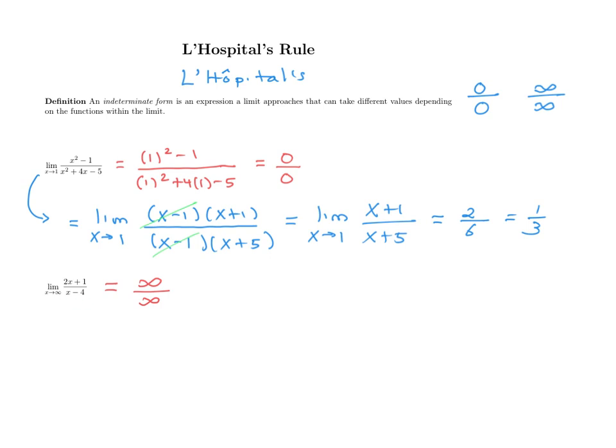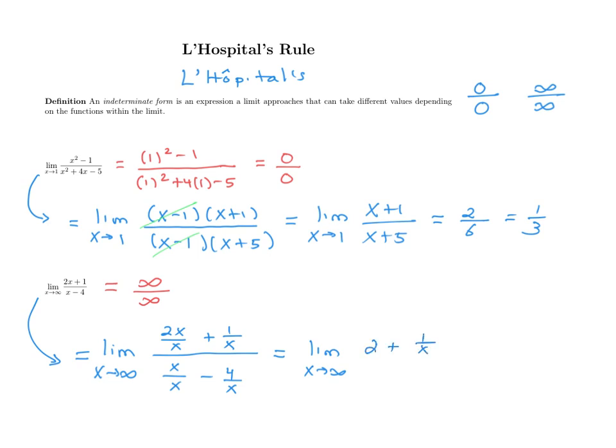The approach that we use to solve something like this is to divide every single term by the highest powered x term in the denominator, which is x to the first. So it took a little bit of work, but this is the limit as x approaches infinity of 2x over x plus 1 over x divided by x over x minus 4 over x. And you can simplify some of this. I see that x's here cancel, those cancel. This gives us 2 plus 1 over x divided by 1 minus 4 over x.